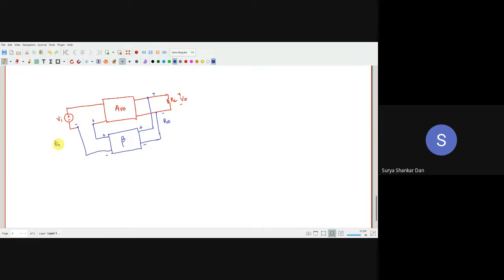Obviously one can understand that in the output it is parallel, correct? So that means whatever is the input ZI for this feedback network, this ZI will come in parallel with the RL and the RO over here. Remember, do not forget the ZO over here also. So ZO parallel ZI parallel RL. So that means you are going to have the least among all these three components. Yes or no? Anybody say yes?